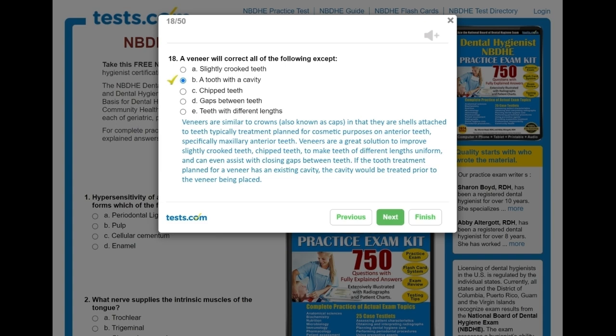Veneers are similar to crowns, also known as caps, in that they are shells attached to teeth, typically treatment planned for cosmetic purposes on anterior teeth, specifically maxillary anterior teeth. Veneers are a great solution to improve slightly crooked teeth, chipped teeth, to make teeth of different lengths uniform, and can even assist with closing gaps between teeth. If the tooth treatment plan for a veneer has an existing cavity, the cavity would be treated prior to the veneer being placed.